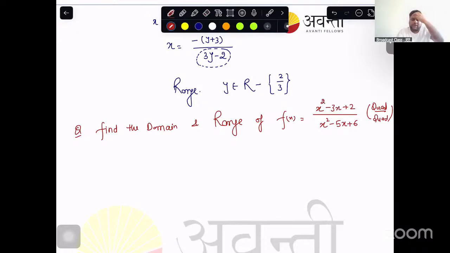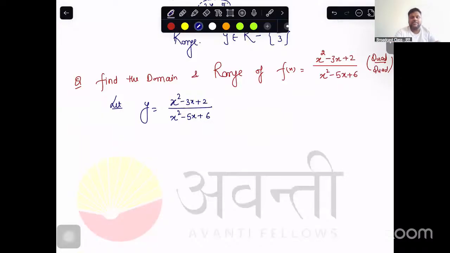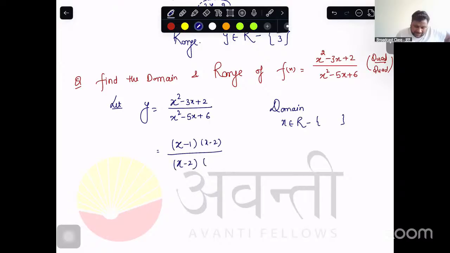Fine. So first of all, let me tell you how we start with this question. Say, let y equal x square minus 3x plus 2 upon x square minus 5x plus 6. This is the question. So first of all, check if the two quadratic polynomials can be factorized. If they can be, do they have any common factor? So first of all, if I talk about the domain, domain is what? x belongs to R minus. Now this denominator is what? See, if I factorize the numerator, it will be x minus 1 into x minus 2. If I factorize the denominator, it will be x minus 2 into x minus 3. So domain will be what? All R except those x at which the denominator is getting 0. So domain is R minus {2, 3}.